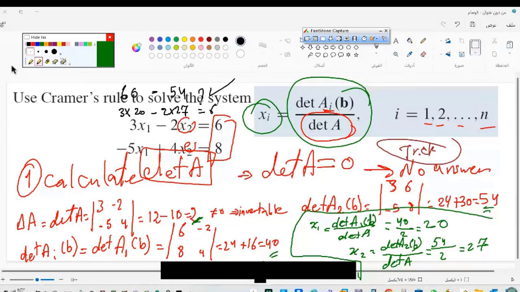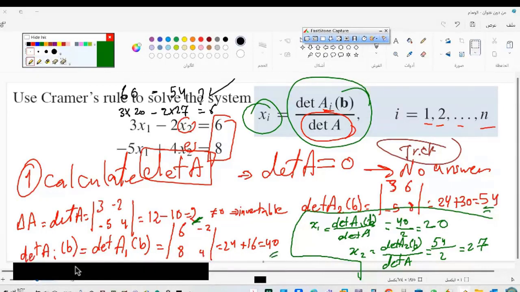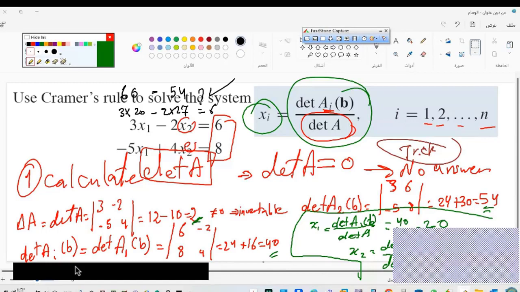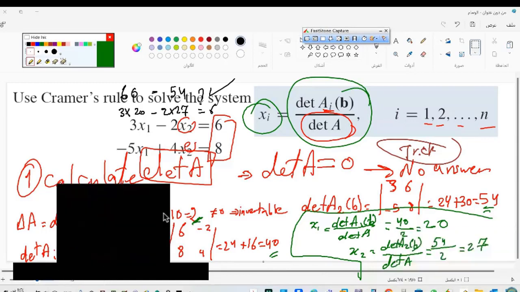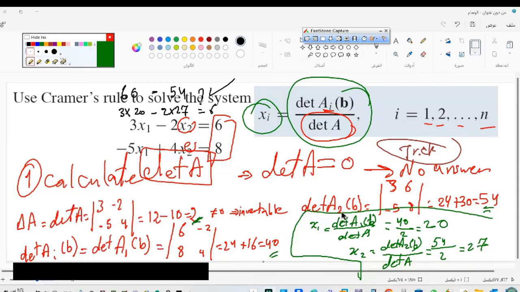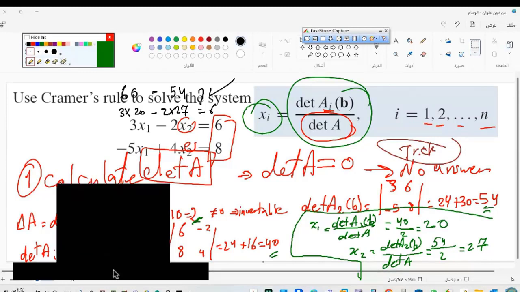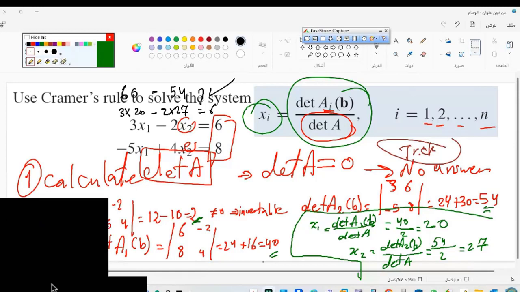Let's read the question. How do we determine A2? Okay, Hiba, see, det A2 is 54. Clear? Det A is 2. 54 over 2 is 27. Is it clear, Hiba?